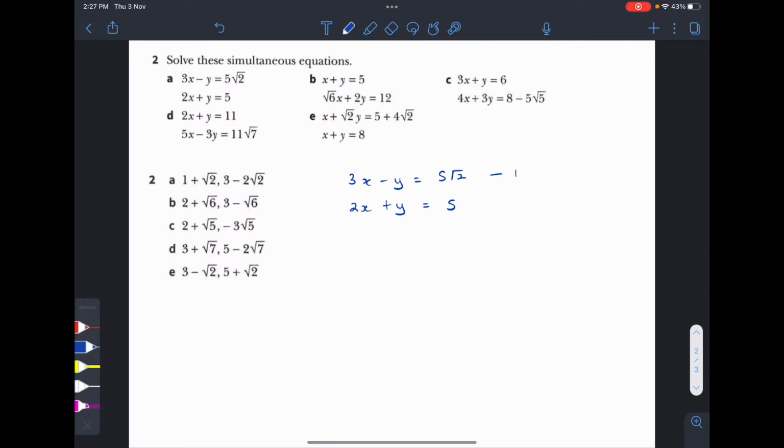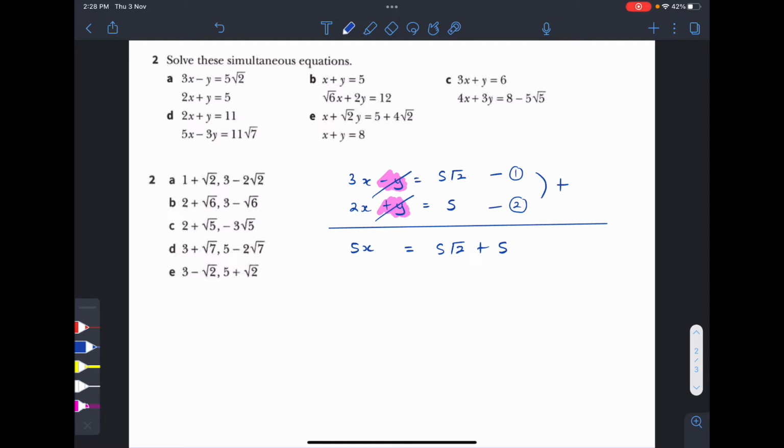We'll start by naming our equations first. I can see that there is a negative y here and a positive y here, so I'm going to make the decision to cancel them out by doing 1 plus 2. Both of these will be added together. So what can we get? Let's add them up. 3x plus 2x, I will get 5x. Negative y plus y cancels the y out. Equals 5√2 plus 5.